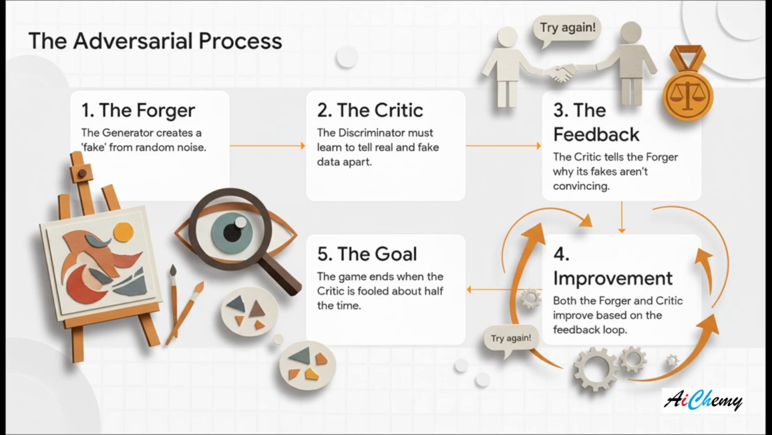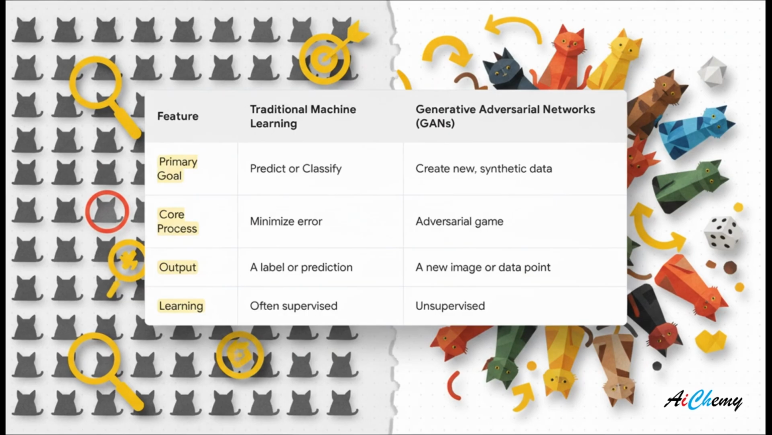Our forger, the generator, tries to paint a masterpiece, and the critic, our discriminator, looks at it and says, nope, that's a fake, and here's why. The forger takes that feedback, tries again, and gets a little better. But at the same time, the critic is also getting better at spotting even the tiniest little flaws. They basically force each other to get smarter and smarter. And this table right here just illustrates that fundamental difference perfectly.